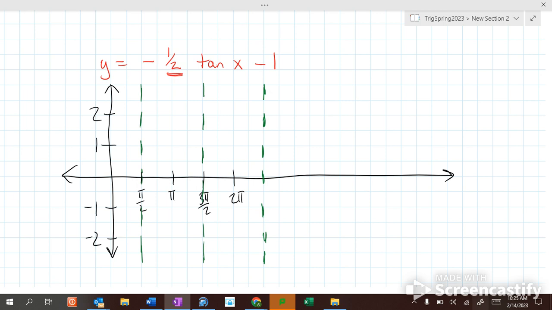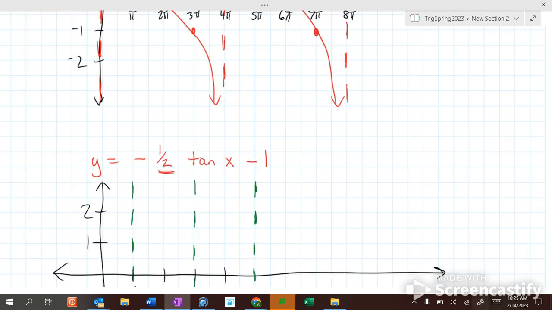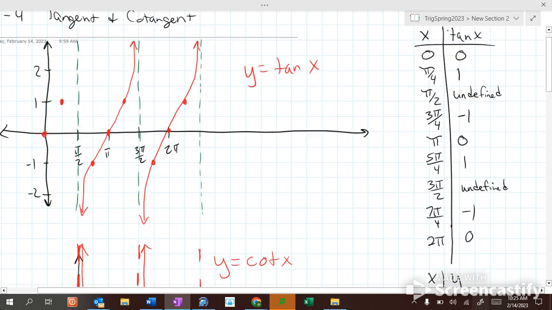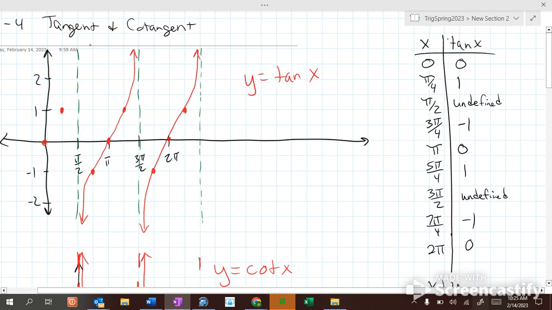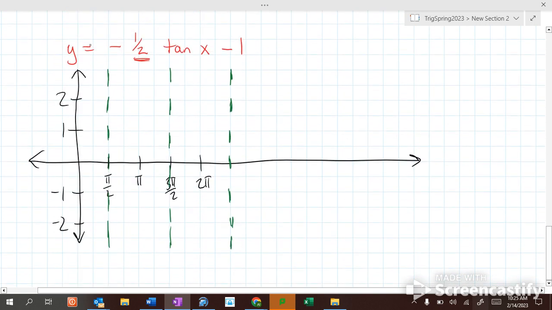All right. So halfway in between for tangent, I'm at 0 normally, right? Halfway in between my two asymptotes. So halfway in between, I should be at 0. 0 times negative 1/2 is still 0. And then I got to drop it down 1. So I should be here. Because halfway in between, I should be at 0, but I drop it down by 1. Okay? So I'll throw this one there too, just because.